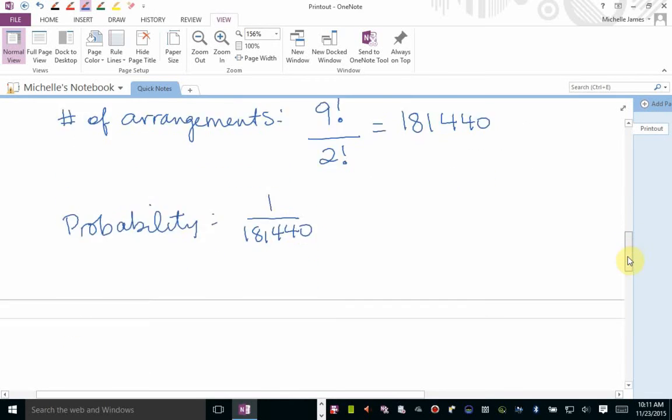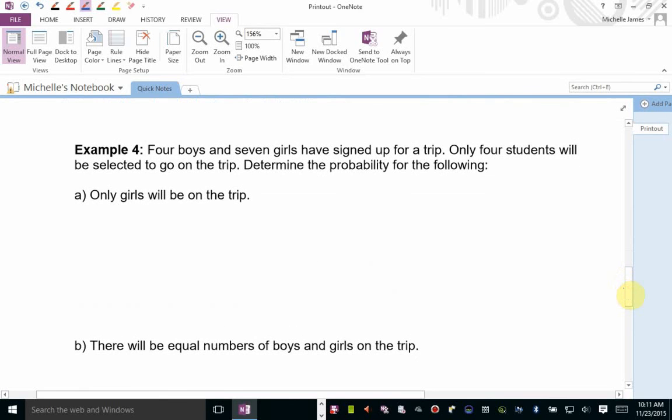Moving on, example number 4 is the big one, and our last example with 3 parts. All right, we have 4 boys and 7 girls that have signed up for a trip, but only 4 students will be selected. So determine the probability that, first of all, only girls will be on the trip.